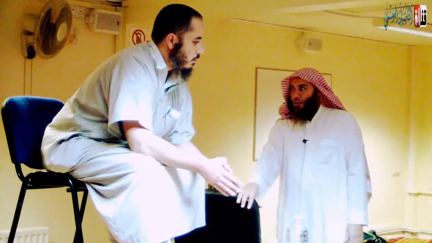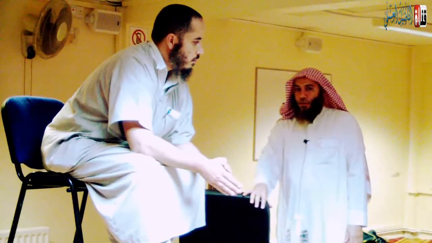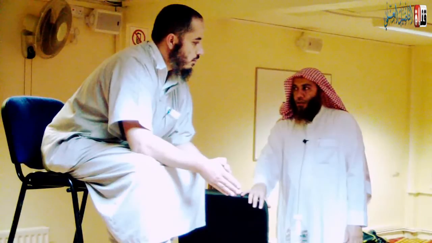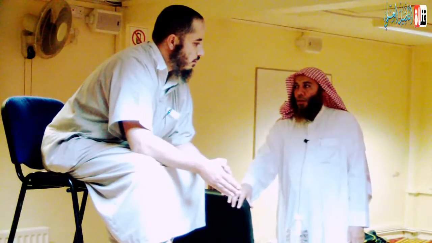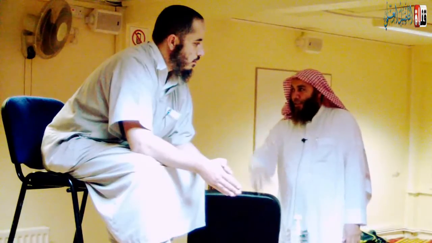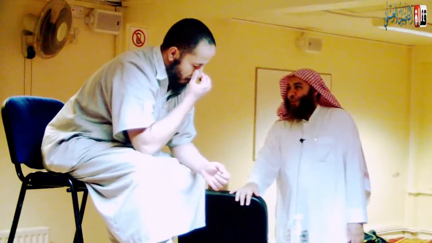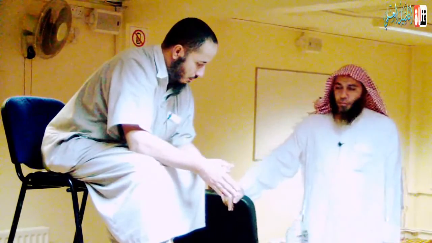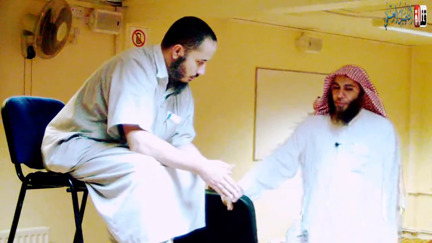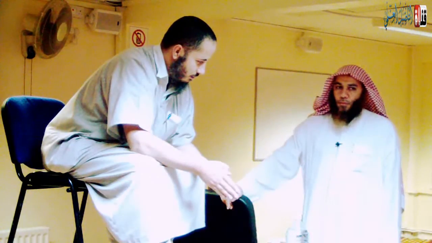So if a person's beard is very light, in the sense that you can see the cheeks through his beard, so the hairs of his beard are a very, very small number, then it's an obligation for a person to separate the strands of his beard and wash them. If, however, the beard is heavy, so that you can't see the skin under the beard, then separating the strands of the beard is recommended, but it's not an obligation.